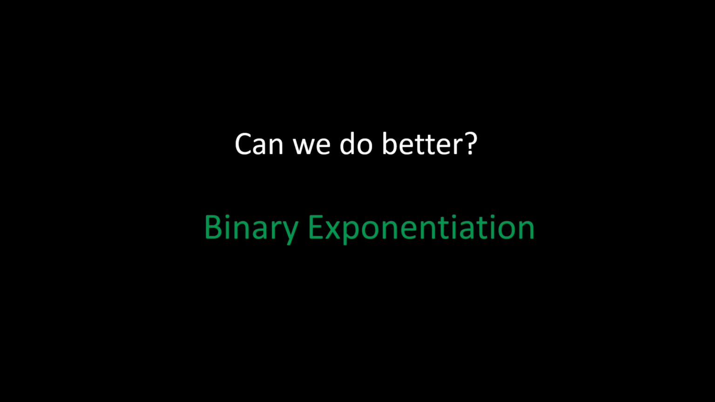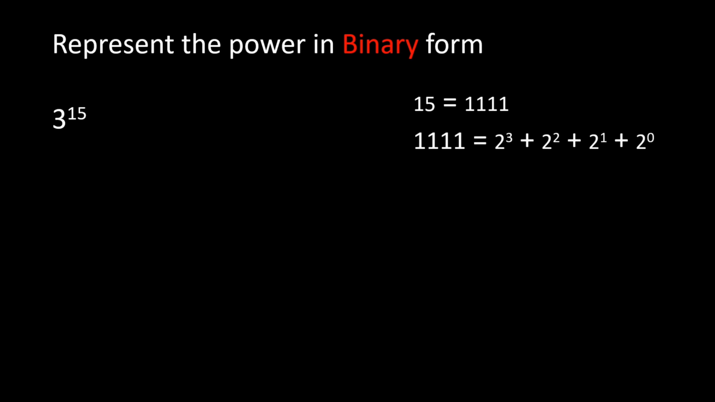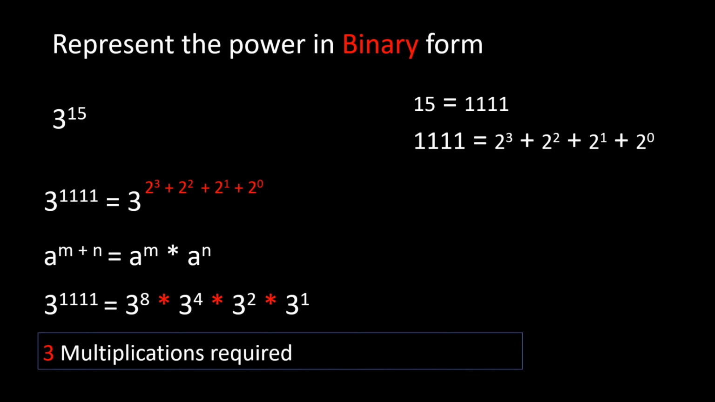So what's the big idea? The idea is to represent the power in the binary form. Let's look at an example. 3 power 15. We represent 15 in the binary form, which is this value. We know binary form is equivalent to this value. We substitute the value in the power, and we know the formula a to the power m plus n is equal to a to the power m times a to the power n. We substitute the formula, we get this result. Now we just require 3 number of multiplications, which is way better.